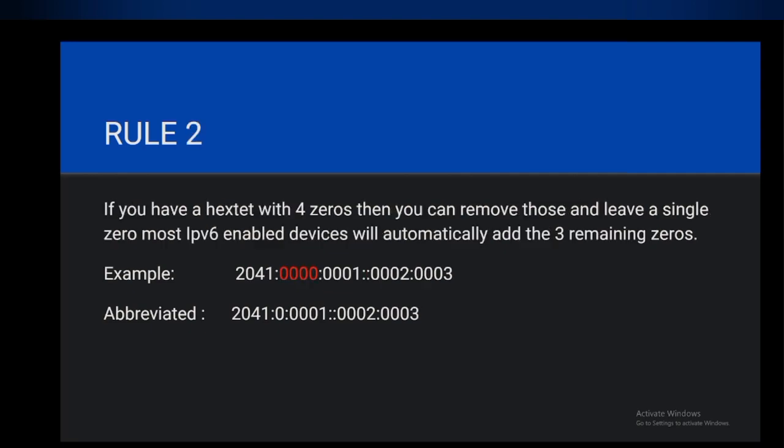Rule 2. If you have a hex step with 4 zeros, then you can remove those and leave a single zero. Most IPv6 enabled devices will automatically add the 3 remaining zeros. So here we have an example. Let's say you have a hex step with 4 zeros. You can just remove it as seen here and just replace it with a single 0, right? To make it shorter. Because as I said in Rule 2, most IPv6 enabled devices automatically add the 3 zeros, so there's no need for us to input the full 4 zeros.